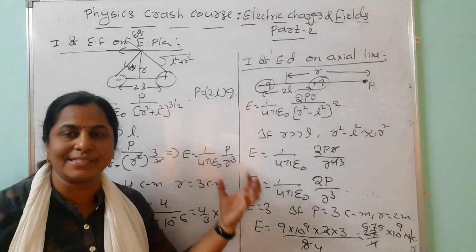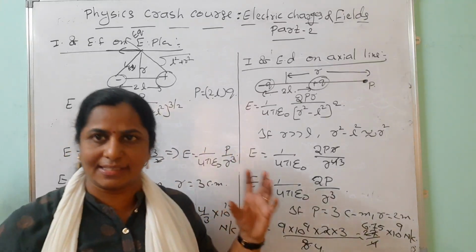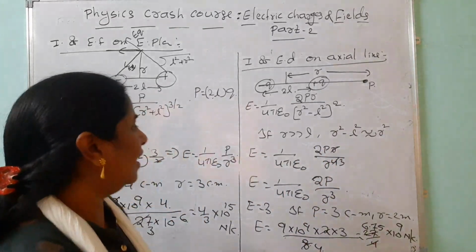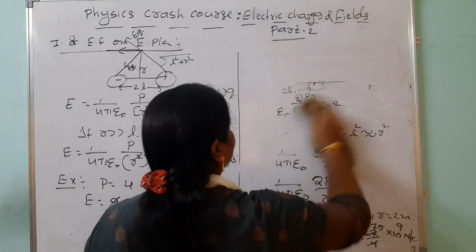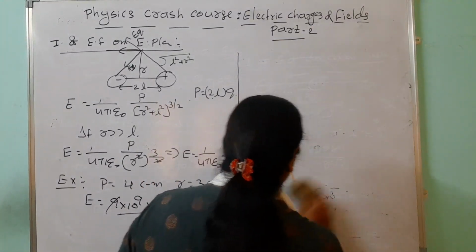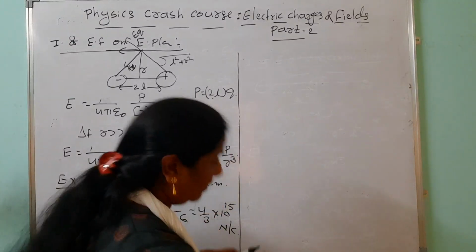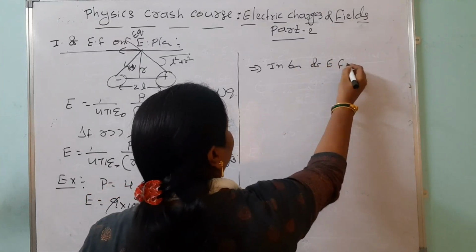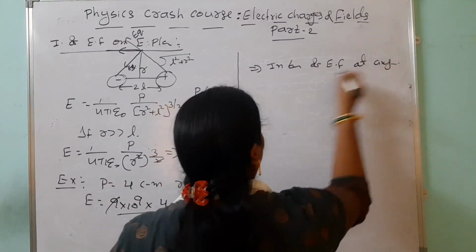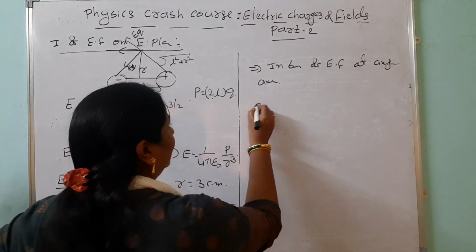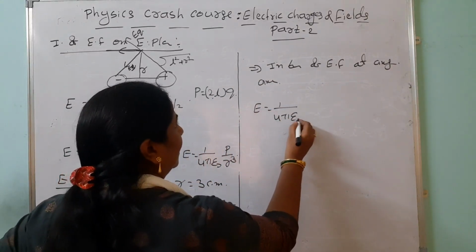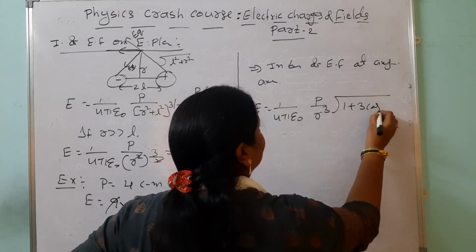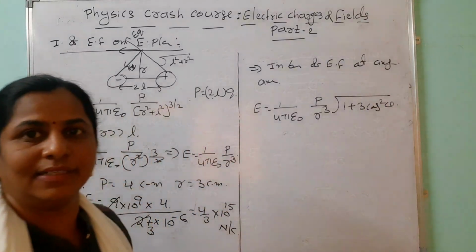So, like that, it depends on the condition. First, you read the question: is it axial line or equatorial plane? Suppose at any angle also we can find it out. How to find that? One common formula is there for that intensity. That formula is the intensity of electric field at any angle. So you can take E equals 1 by 4 pi epsilon naught, p by r cube, under root 1 plus 3 cos square theta.